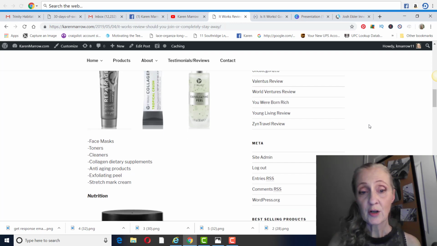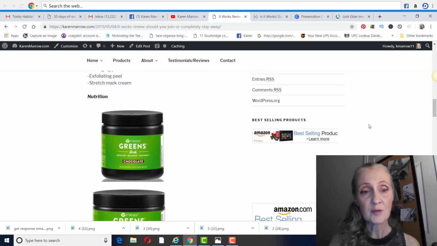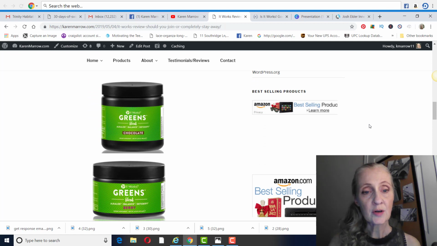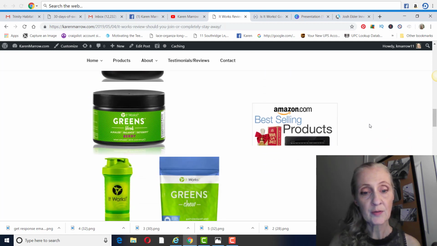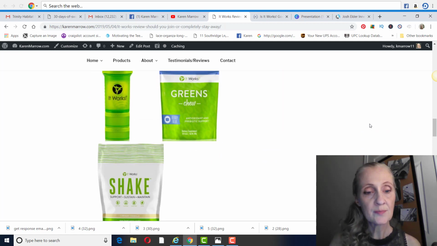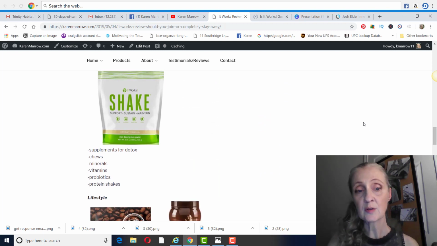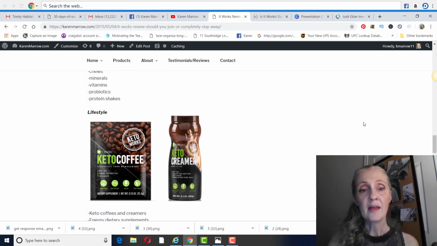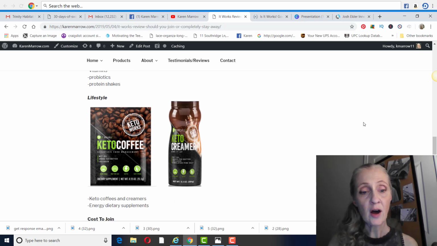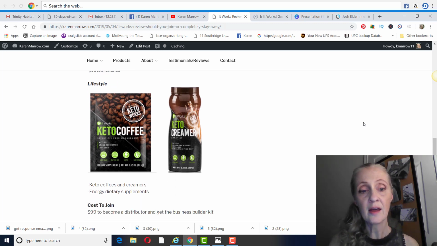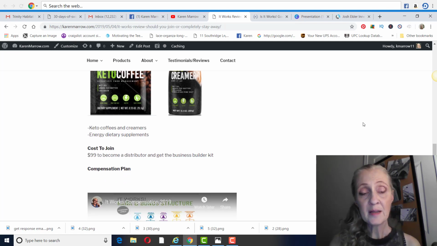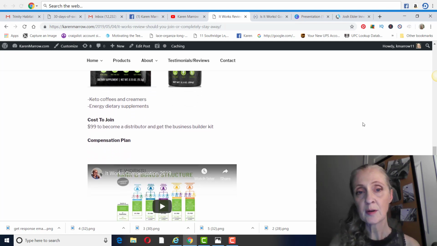And then you have skincare, which is going to be your face masks, toners, cleansers, collagen, dietary supplements, anti-aging products, exfoliating peel, and stretch mark cream. And then they have some nutritional products, which are the It Works Green, in a couple different flavors, and the chews. And then the protein shakes, and they also have probiotics, minerals, and vitamins. And then they have the lifestyle line, which is going to be your keto coffee and creamers, and then the energy dietary supplements.